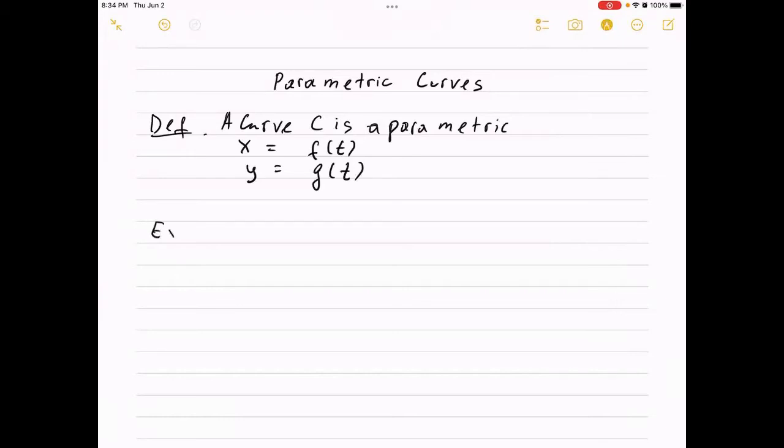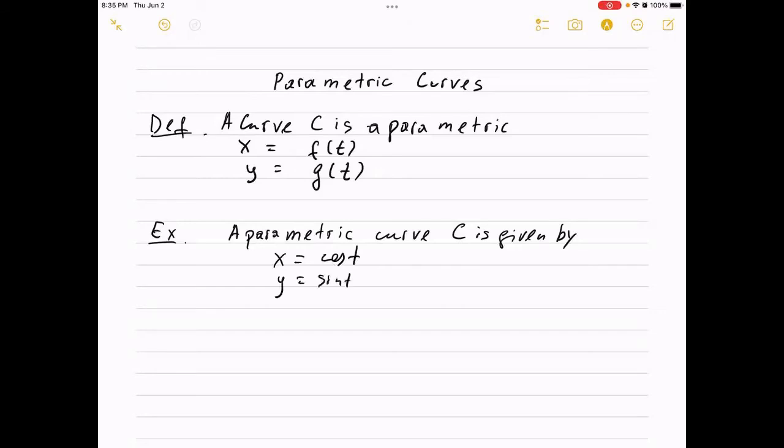Example. Say we have a parametric curve given by x equals cosine t, y equals sine t, and we have some restriction on t. We're just saying that t is bounded between 0 and 2 pi. Say we want to figure out what kind of curve that is. So determine it.